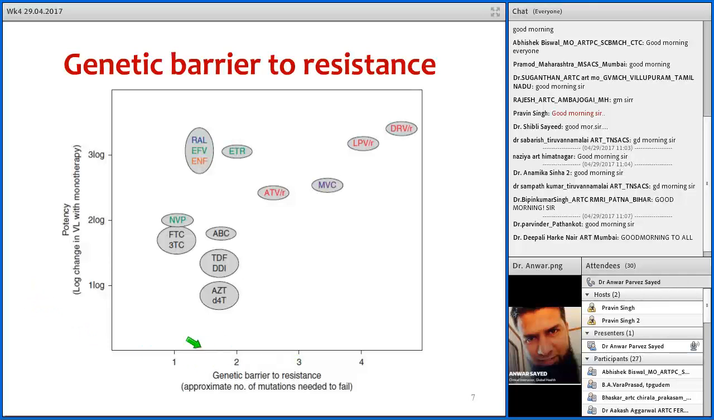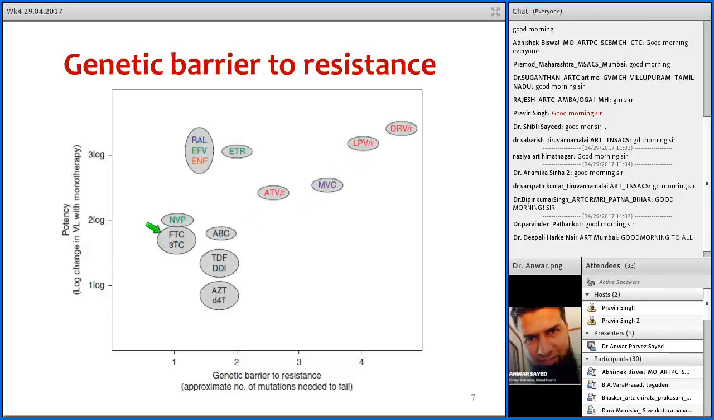The genetic barrier to resistance can be low or high. A low genetic barrier to resistance, repeating the example given by the UW faculty, is like a single switch on and off. With one mutation, the virus will be resistant to these drugs. If the genetic barrier increases, these are drugs which require more than one mutation to be accumulated for the virus to become completely resistant. So these drugs are considered to have a high genetic barrier.